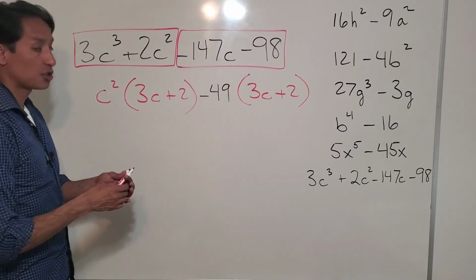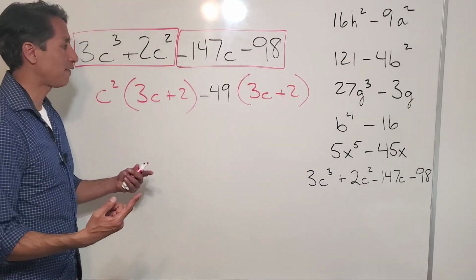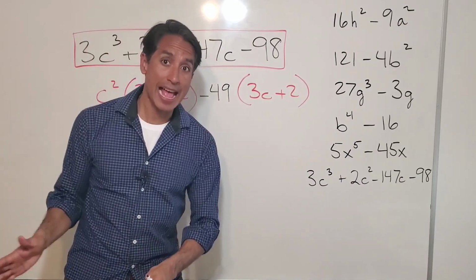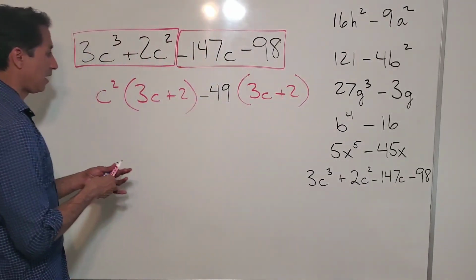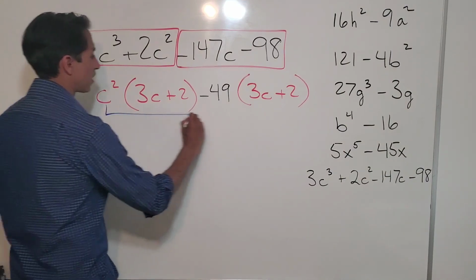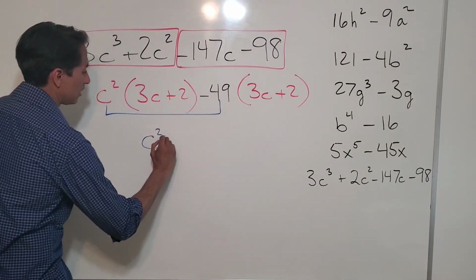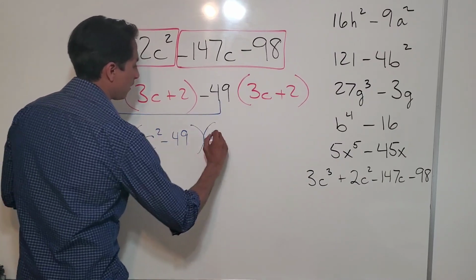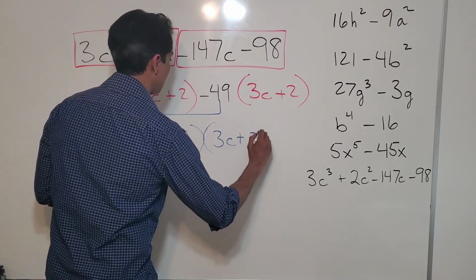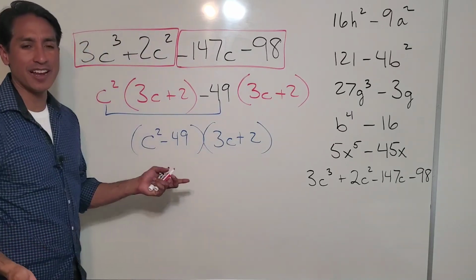Okay? So let me regroup all of this stuff. And again, this is where you're applying the last assignment to this assignment and merging all of this work. Okay? So I get c squared minus 49, and then I have 3c plus 2. And I'm done.